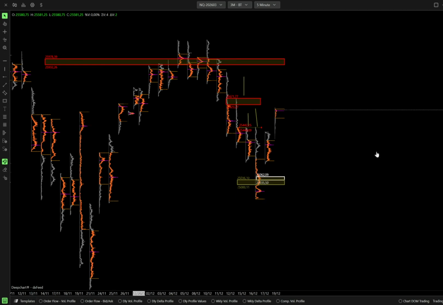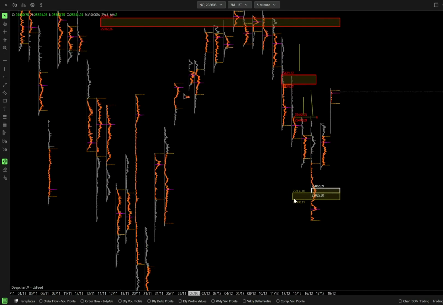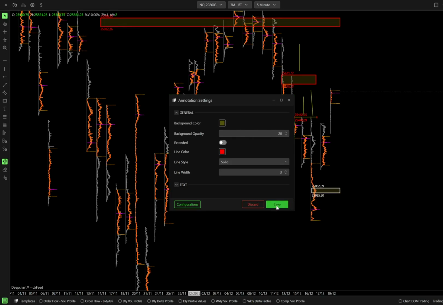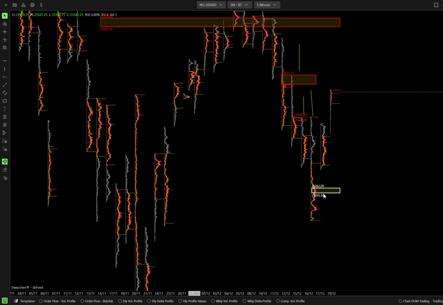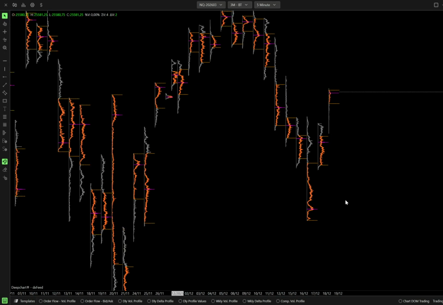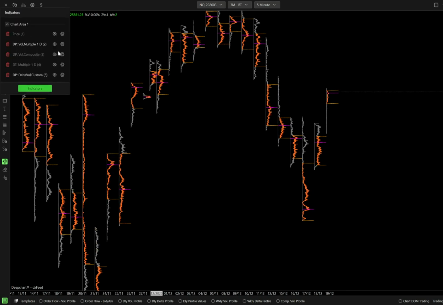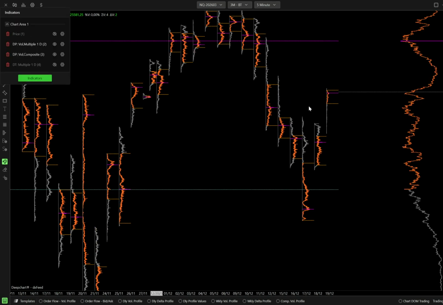Amazing. Okay, so we remove this. Okay, and we go on the actual analysis of the profile. Okay, so we remove everything here and we can go on the actual analysis. We start from the composite this time because the composite is really clear. So the attraction point of the market is this one.